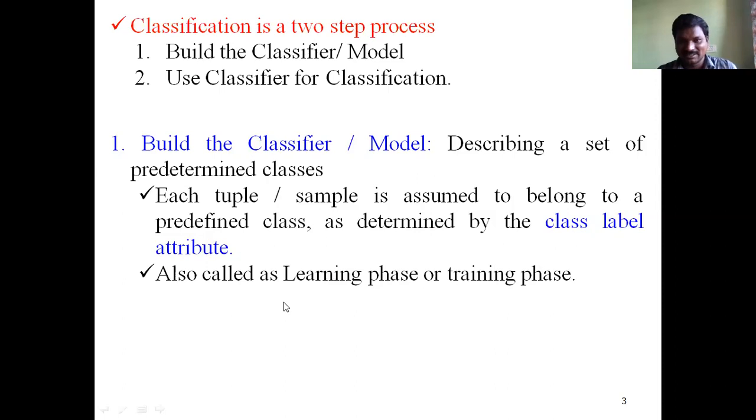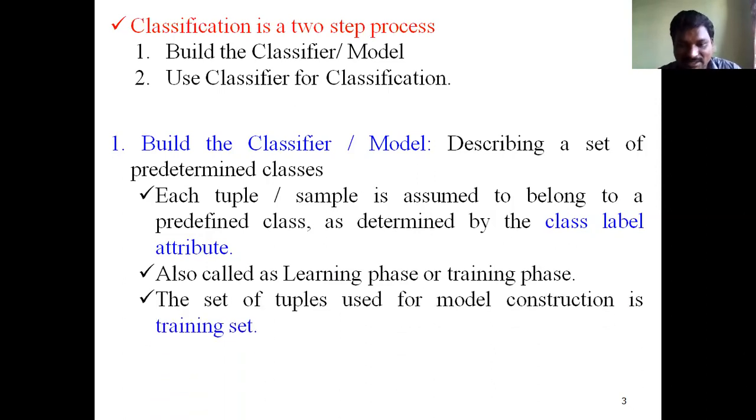Why do we call it learning? Here the algorithm learns something from the data. It predicts some rules. Those rules are called the model, and the set of tuples used for the model construction is called the training set. That means you are using a number of rows from the data set. The algorithm takes a set of tuples for learning, and that is called the training set.